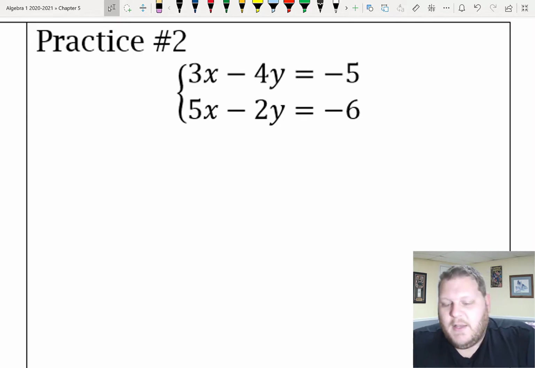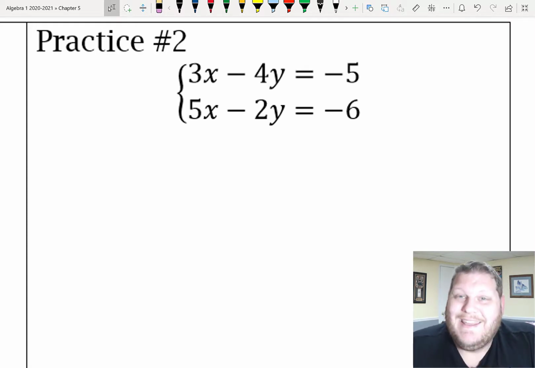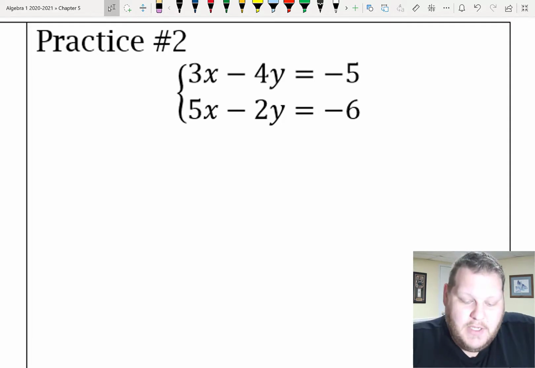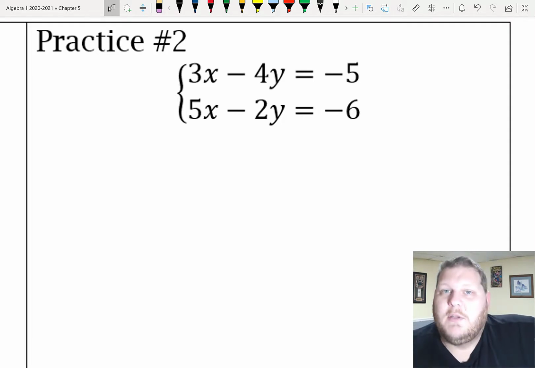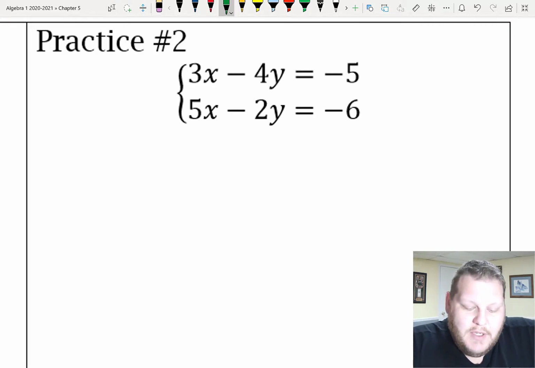So it's going to be a little bit of a skill of recognition of which one is the easiest, or which method is going to be the quickest to get you your answer. Here I'm trying to figure out what's going to be easier to get my numbers to match up. So you have to ask yourself, is it easier for my 3 and my 5 to get multiplied by stuff to be the same number? Or is it easier for a negative 4 and a negative 2 to match up and be the same number?